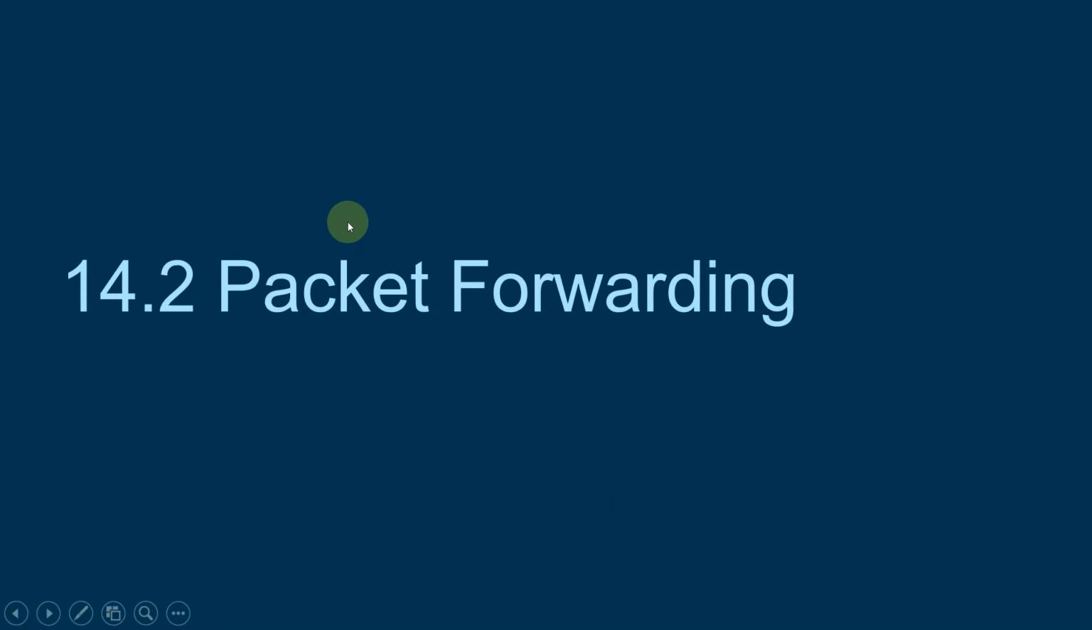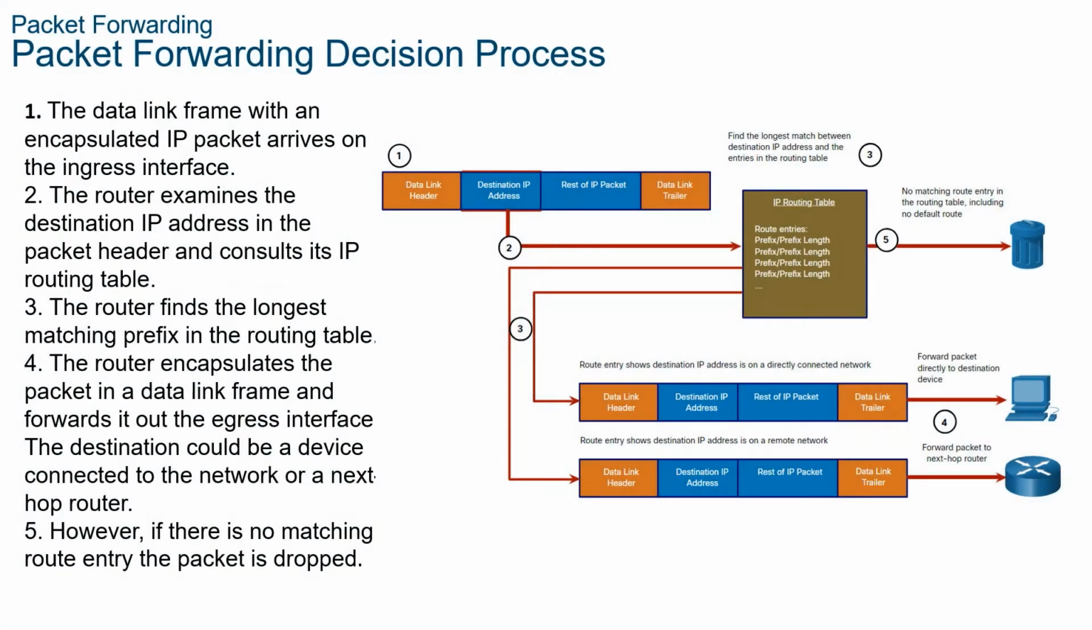Okay, so let's talk about packet forwarding now. The packet forwarding decision process. Now that the router has determined the best path, that is via the longest match or the best match, it must determine how to encapsulate the packet and forward it out on the correct egress interface. The figure here demonstrates how a router first determines the best path and then forwards the packet.